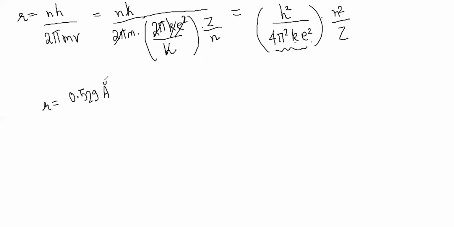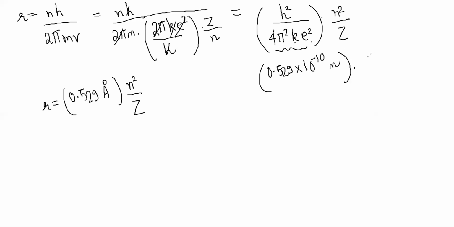So radius is equal to 0.529 angstrom into n square by Z. This constant has been calculated, right? Once you calculate it, it will come out to be 0.529 into 10 power minus 10 meters. So this value is the radius of a Bohr orbit, and the earlier value v was the velocity of the electron in a Bohr orbit.